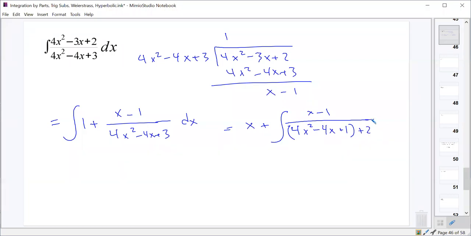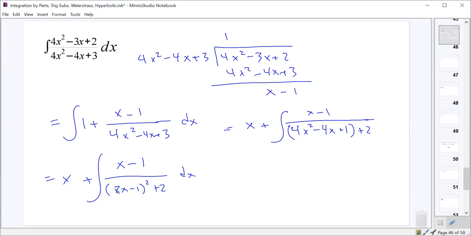So if I wrote it like that, and then called this x plus the integral of x minus 1 over, what is that perfect square? It's 2x minus 1, right? If I did that, would that help us, you think? The answer is yes. Why is that? Why is that a yes?